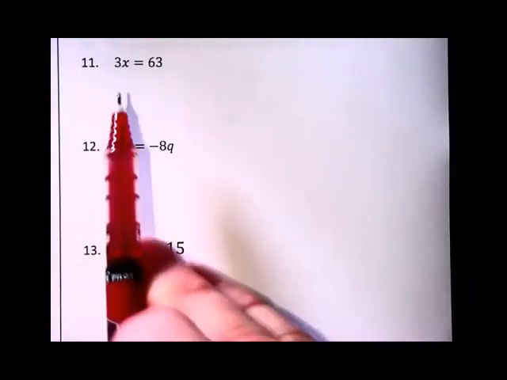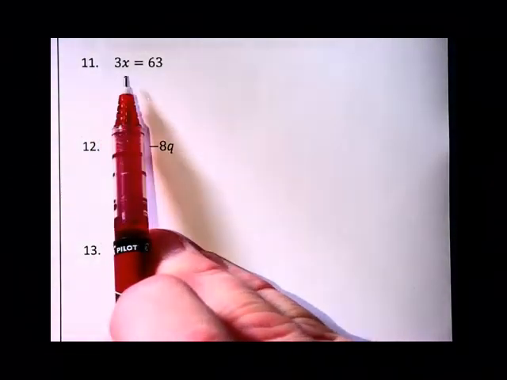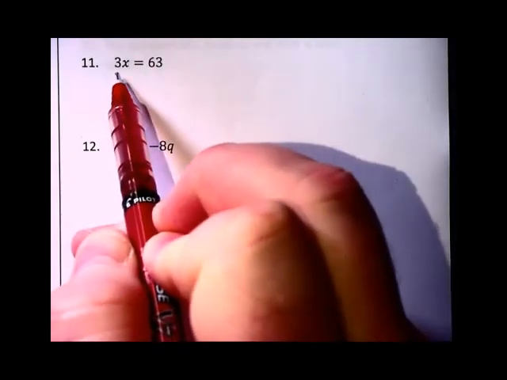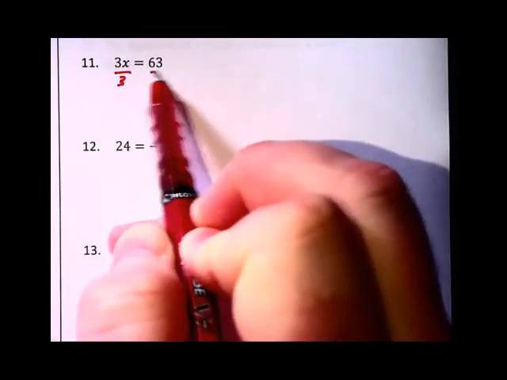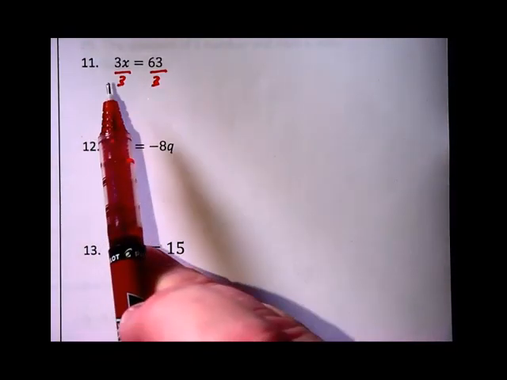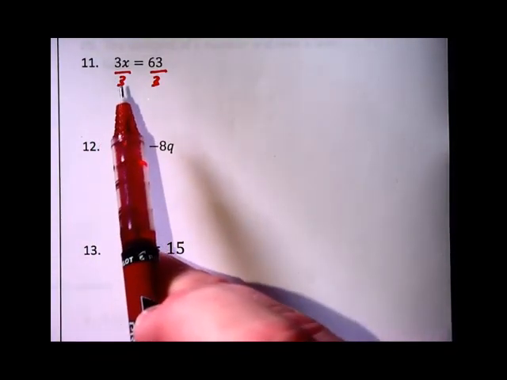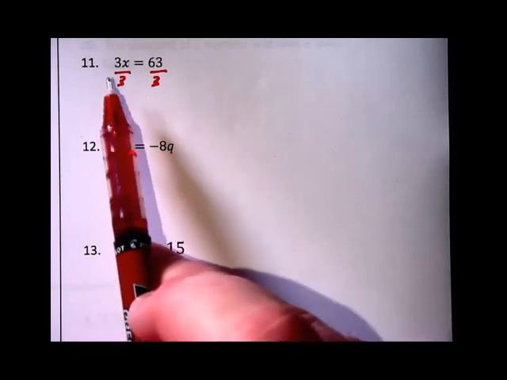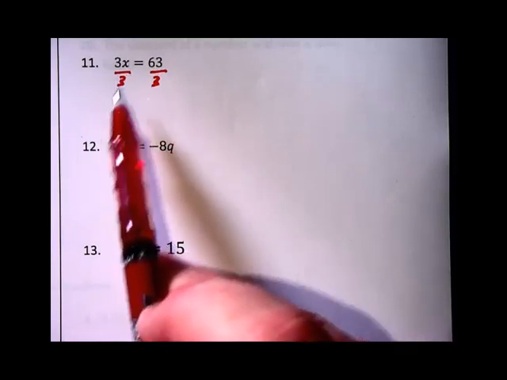This time we see that our x has been multiplied by a 3. We want to undo multiplication by dividing by 3 on each side. You might want to say we're not undoing the 3. We're undoing the multiplication. We're undoing the operation of multiply by 3 by dividing by 3.